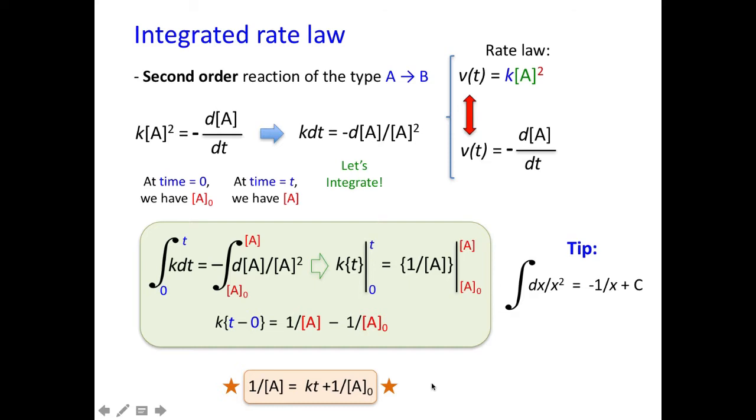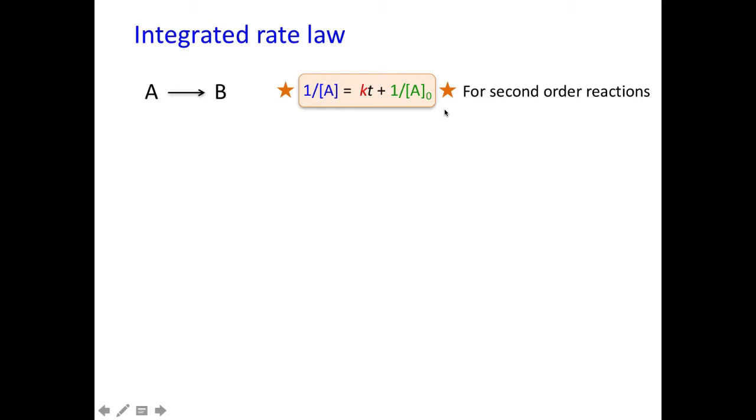Now, we have this expression we just derived for a second order reaction. And we realize that we could use this as a linear equation. We compare this with a linear equation, y equals ax plus b. And now we see that the dependent variable is 1 divided by A, and x is the time. The slope is k, and the intercept is 1 divided by A0, the initial concentration of A.